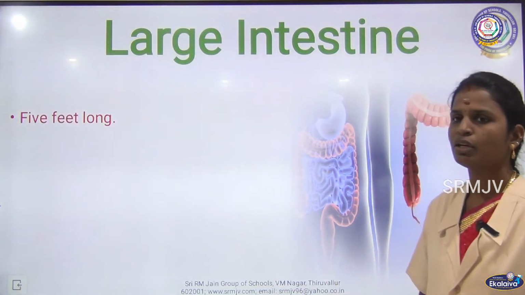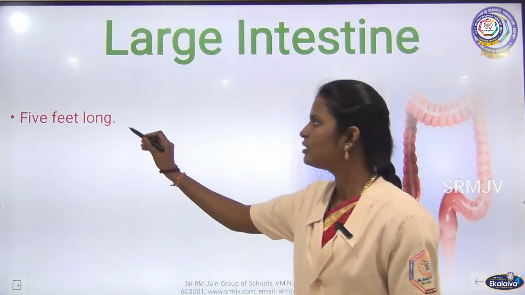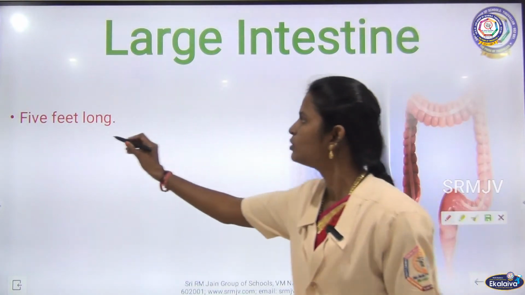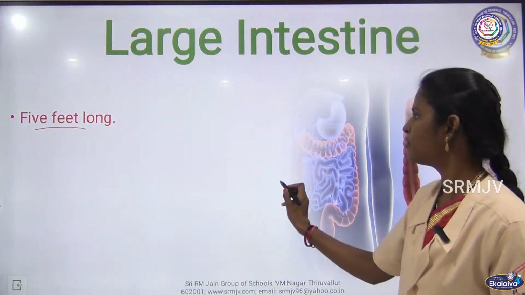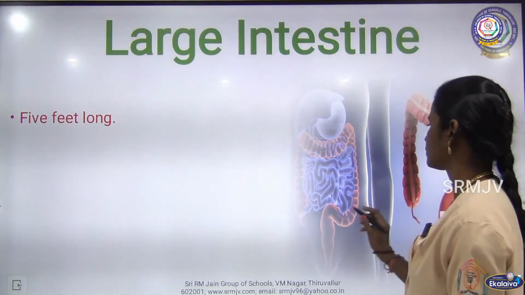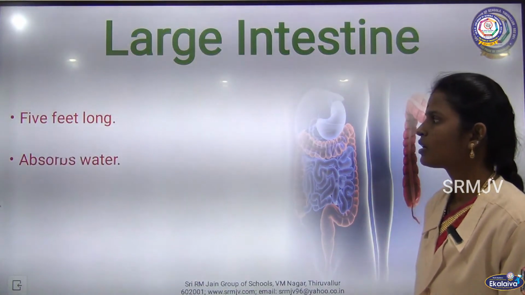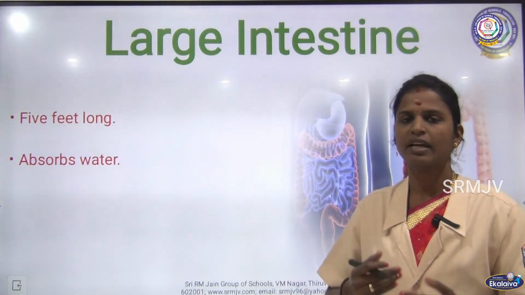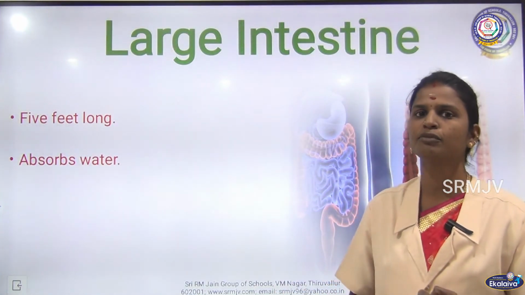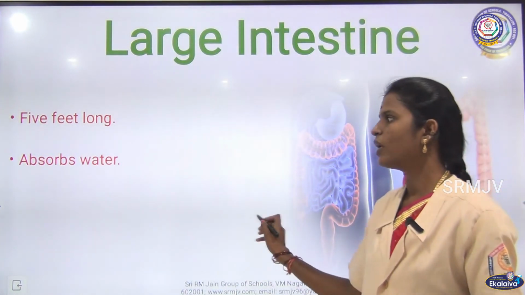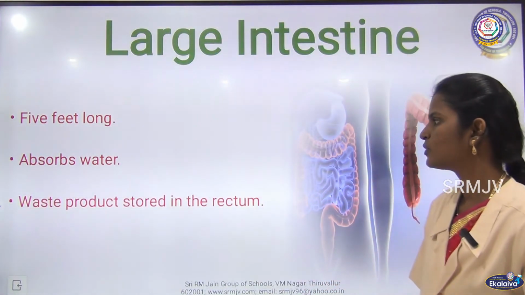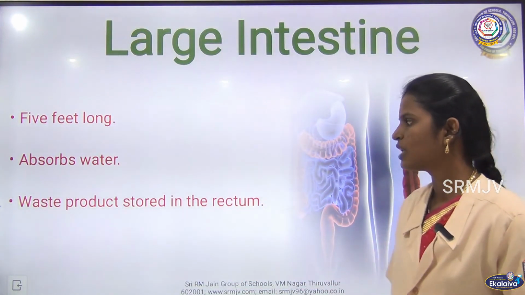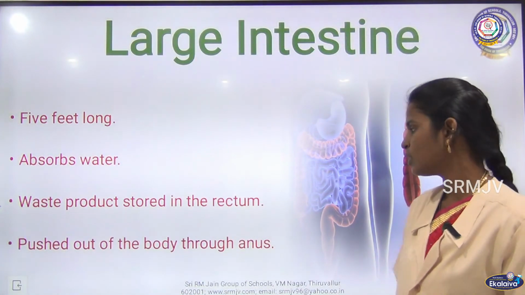will be pushed to the large intestine, and the length of the large intestine is about 5 feet. Water is absorbed inside the large intestine. I already told that digestion is over in the small intestine, and the leftover food is pushed into the large intestine wherein water is absorbed. And again the waste product from the large intestine is stored in the rectum, and this waste product can be pushed out through the anus.